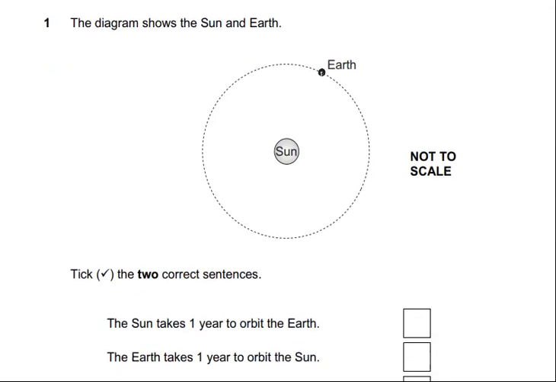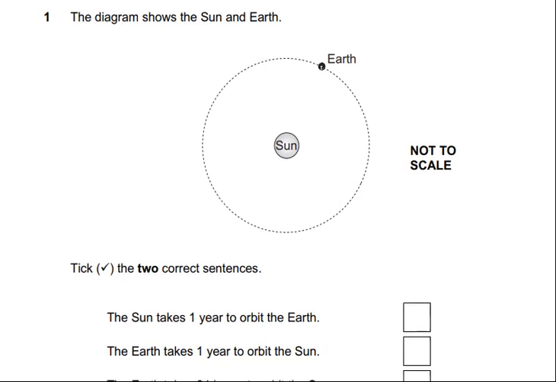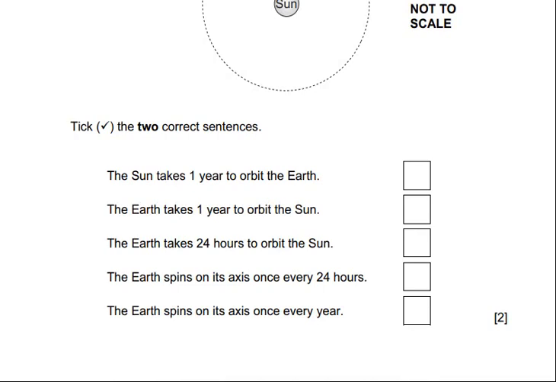Question number 1. The diagram shows the sun and earth. We have a diagram here. The sun is in the center and the earth is round. So we have 5 sentences here. Tick the 2 correct sentences. So we need to tick only 2 of them and leave the other ones.